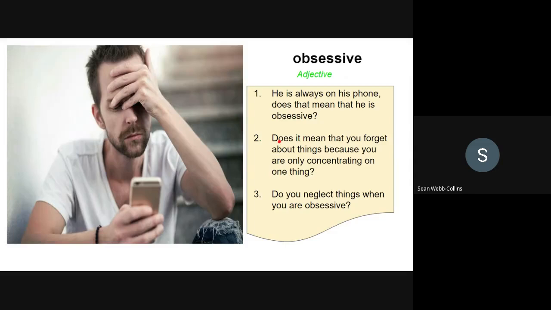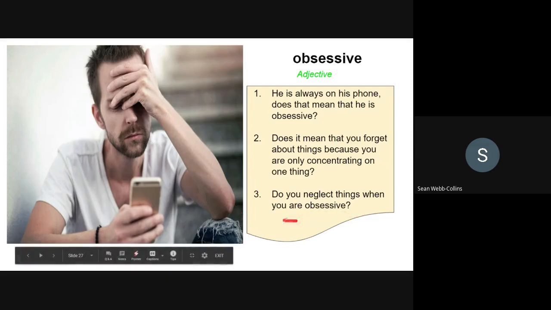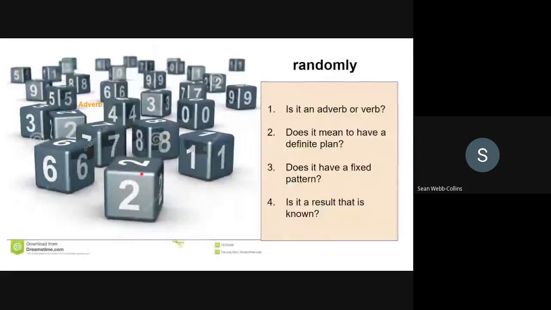Number 2, does it mean that you forget about things because you are only concentrating on one thing? Yes. If you're obsessive about something, you might lose your attention to detail for other things. You're preoccupied with one item, and so you might neglect things. And do you neglect things when you're obsessive? Again, we said you might neglect things, but not necessarily. It depends on how you approach things.